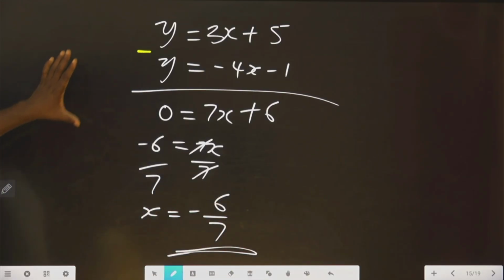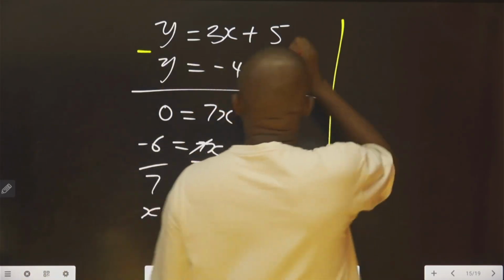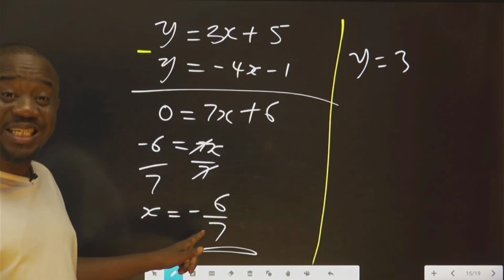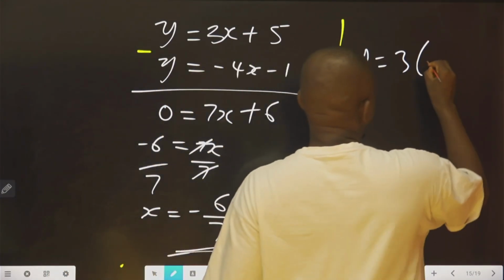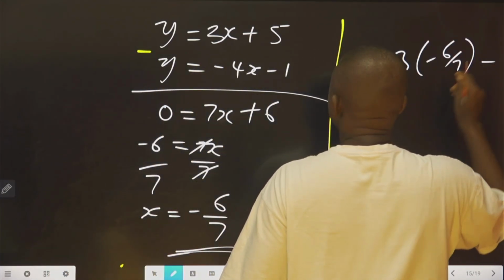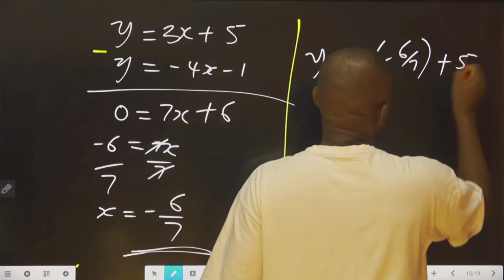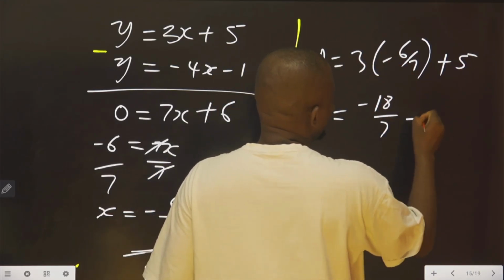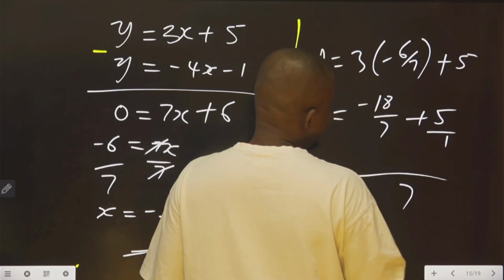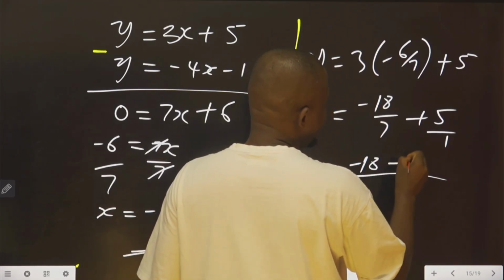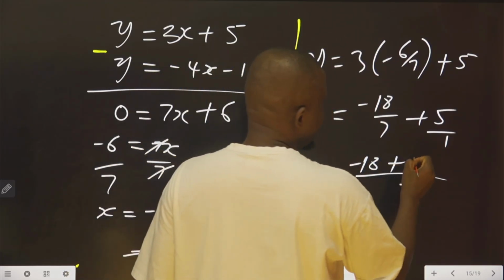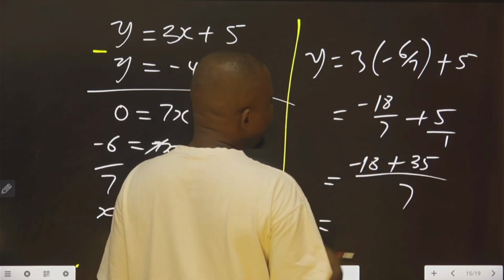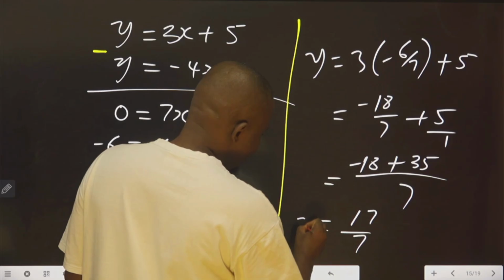So we take one of them to get y. To get y, let's take the first one. y equals 3. In place of x, we put minus 6 over 7, minus 6 over 7 plus 5. So as you can see here, this is minus 18 over 7 plus 5 over 1. LCM is 7. This will give us minus 18 plus 35, okay? Which equals 17 over 7. That is the value of y.